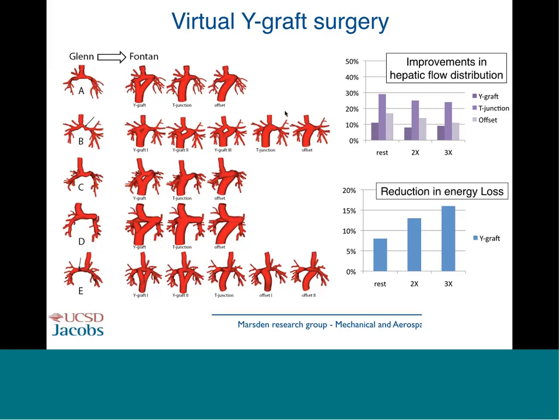I'm not going to get into too much detail on the results, but we were able to show improvements in hepatic flow distribution. This is a percentage difference from the theoretical optimum, which was a 50-50 distribution. And so the Y-graft outperformed the other 2 design options. We were also able to show reduction in energy loss, which increased with increasing exercise level.